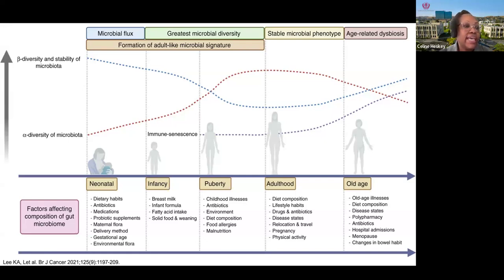As individuals age, the alpha diversity, or diversity within an individual, increases, but then eventually, as individuals become older, that diversity does decrease, which is one of the reasons why older individuals are at increased risk for diseases. And over time, the beta diversity, or the differences between individuals, decreases.